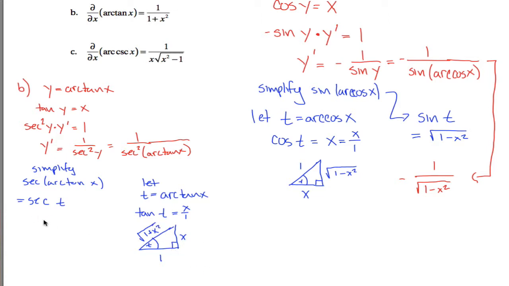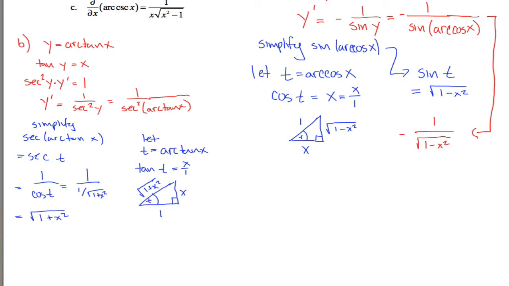So I want to know what the secant of t is. Secant is 1 over cosine of t. Cosine of t, looking at this picture, is adjacent over hypotenuse. So cosine of t is 1 divided by the square root of 1 plus x squared. So secant of t is 1 over this thing. If you think about this as 1 over 1 and multiply by the reciprocal, you get that secant of t is just equal to the square root of 1 plus x squared.